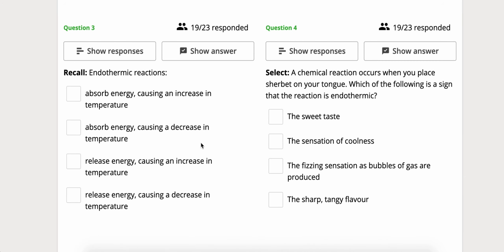Question 3. Exothermic reactions are A. Absorbs energy causing an increase in temperature. B. Absorbs energy causing a decrease in temperature. C. Release energy causing an increase in temperature. Or D. Release energy causing a decrease in temperature.